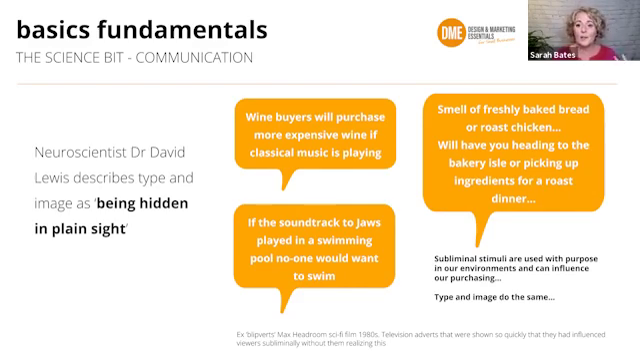Smell of freshly baked bread or roast chicken will have you heading to the bakery aisle or picking up ingredients for roast dinner subliminally, without actually being really conscious about what's happening. You have subliminal stimuli, and subconsciously it gets in there and it works. Every time I go into a supermarket with hot cross buns smelling, I want to buy some, and that's kind of my guilty pleasure. But it's that experience, isn't it? And it's about environments having influence on the buying, purchasing power. Type and images do the same on social.